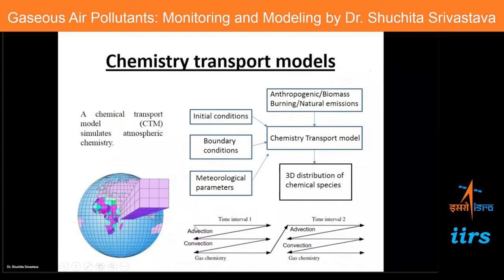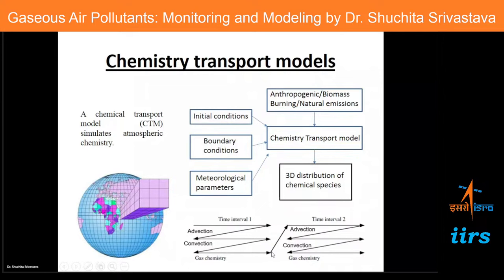Then the chemistry transport model solves advection, convection and gas chemistry sequentially. This means for each grid, we see the effect of advection and how it is changing the concentration of different pollutants. Then the advection process will stop and that output will be given as input to the convection process. Then the convection process will change the atmospheric distribution of chemical species, and after this specific time interval, the convection process will stop, and there will not be any exchange of molecules between different grid cells, and only gas chemistry will change the parameters inside the grid cells.